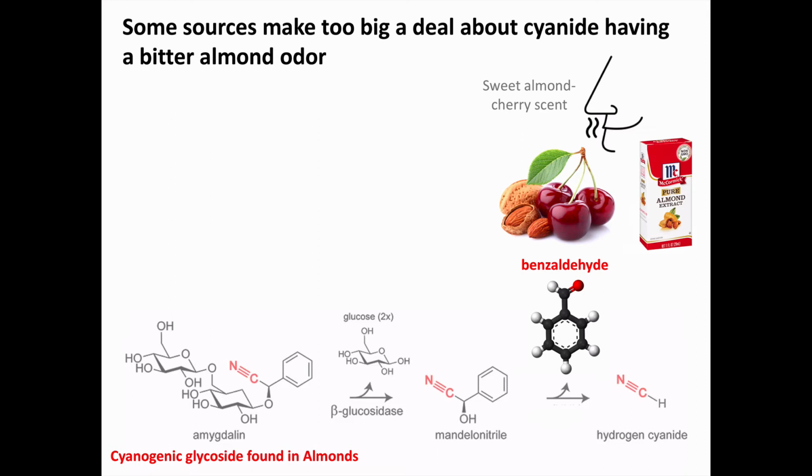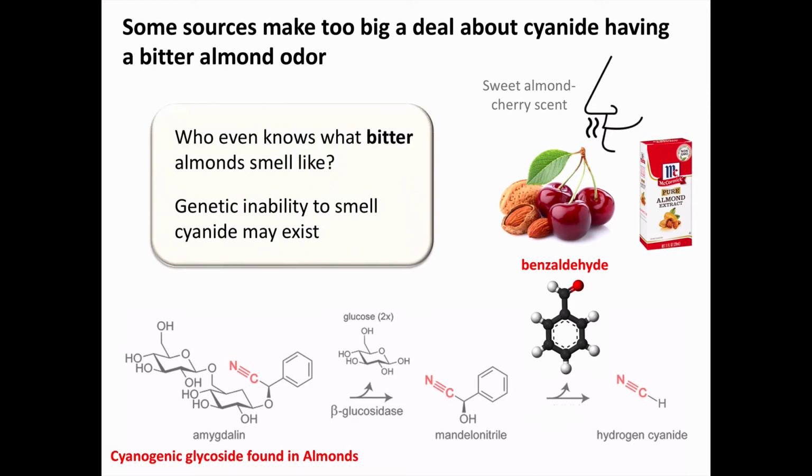It is true that amygdalin, the cyanogenic glycoside found in almonds, contains benzaldehyde, which has a sweet almond or cherry scent. There's benzaldehyde in real and in artificial almond flavorings. But that's the scent of sweet almonds rather than bitter almonds, which are so rare nowadays that hardly anybody knows what they smell like. Several sources also mention genetic variations where some people can't detect that smell anyway, or maybe it never smelled that way to begin with.